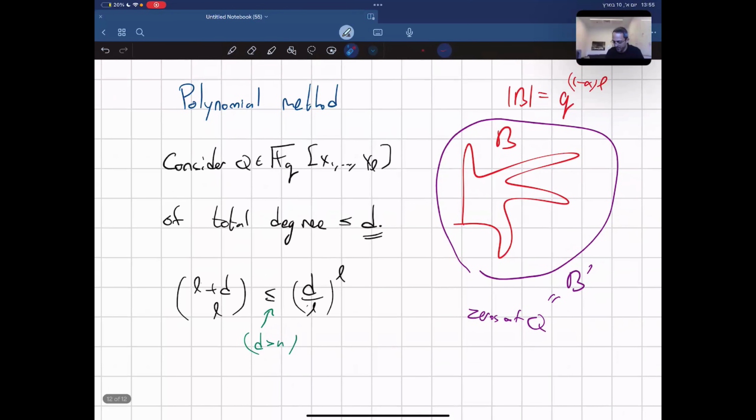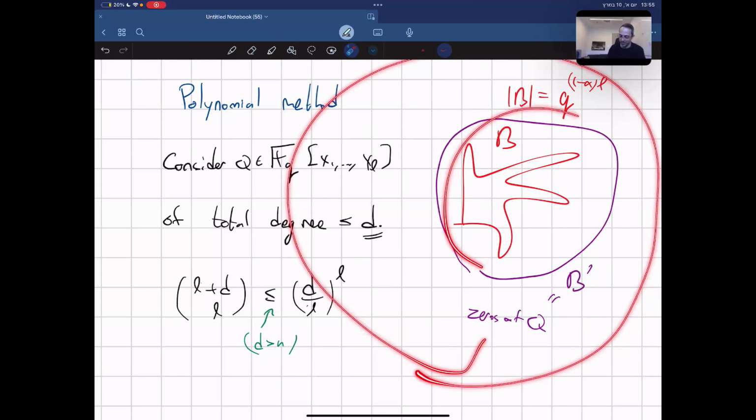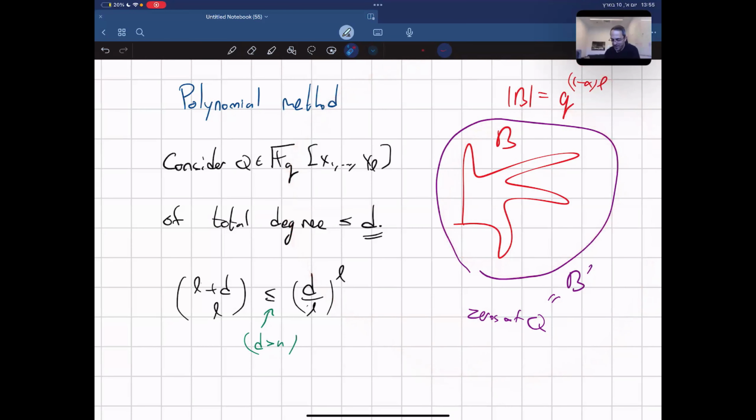But in order to prove, and I don't want B prime to be everything, so I don't want Q to be the zero polynomial. I still want F_Q to the L to be much larger than this. But the point is that I want to wrap B in this nicer set. And so I need to prove the existence. I mean, it's all in the analysis. I don't need to find it, but I need to prove the existence of a non-zero polynomial that vanishes over B.